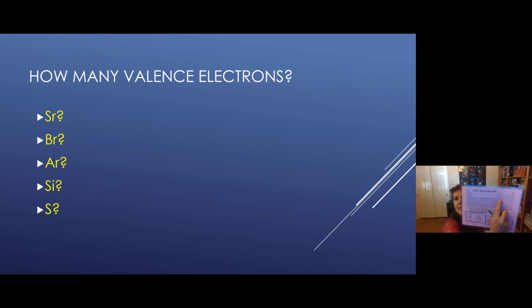What about silicon? Silicon is under carbon in the 4th column, column 4A. So valence electrons is 4, good. And then finally sulfur under oxygen in column 6A. So valence electrons is 6. Yeah, there's your answers. So now you know a shortcut for figuring out valence electrons.